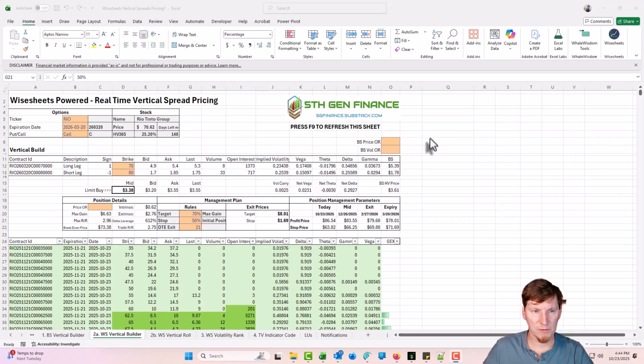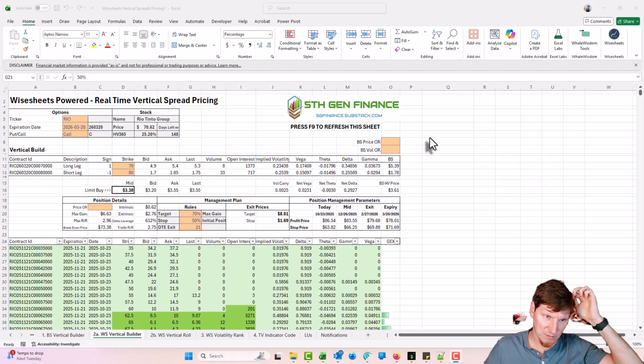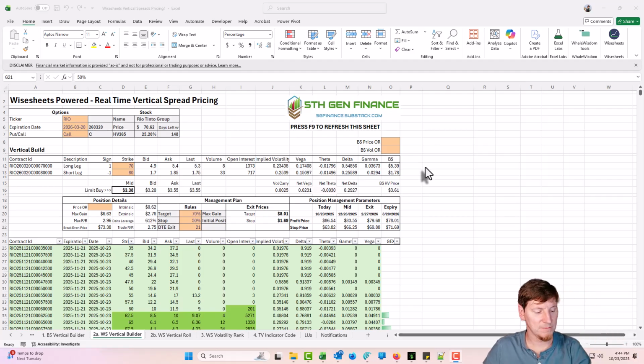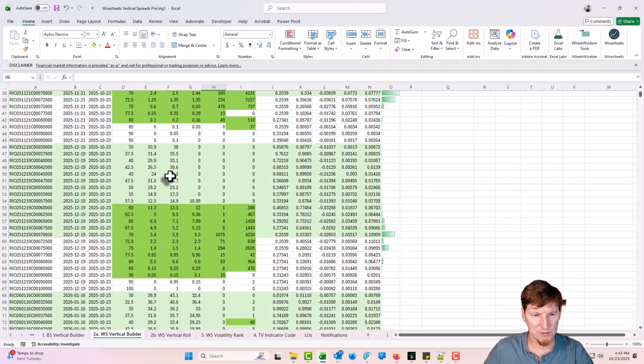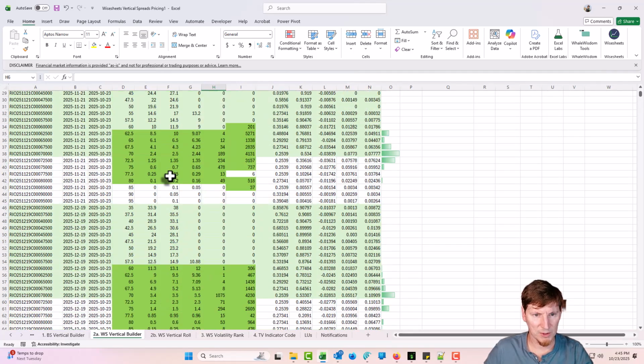So given that we've got the setup, let's jump into my pricing calculator for the spread. And this is the part that's a little bit of an art. So I've shopped the option chain a little bit just to skip ahead for you guys.